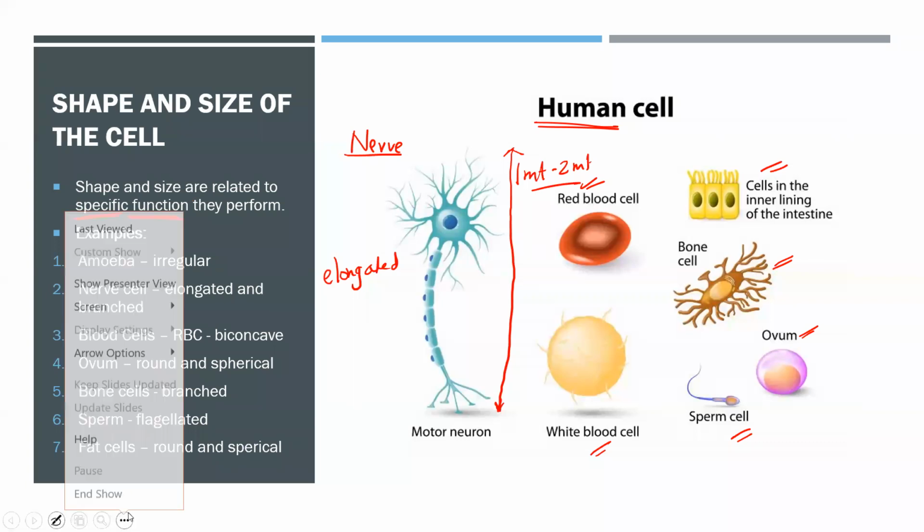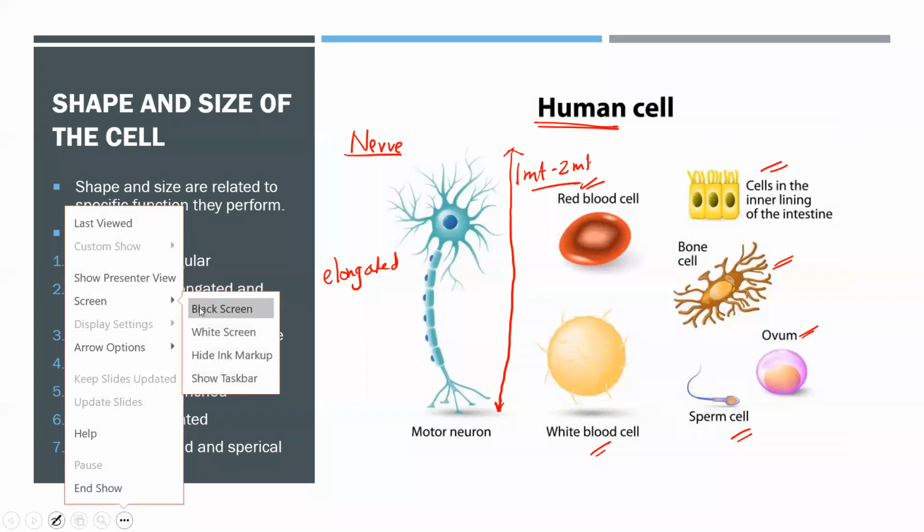Sir, what is the work of the ovum cell? Yes, we will study one by one. We will study everything one by one. Okay, first we are studying about the neuron.